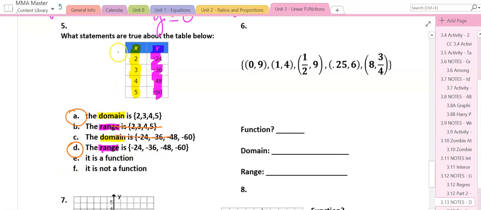It is a function. Well, I'm going to look at my x values. They do not repeat, which means that it is a function. So those are just the 3 little pieces of information you need on that one.